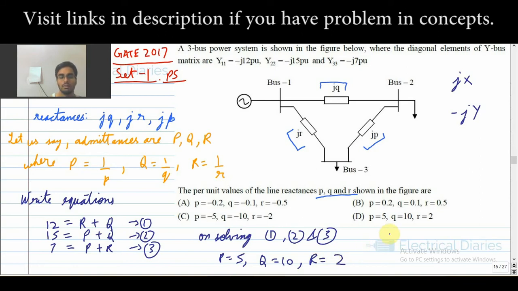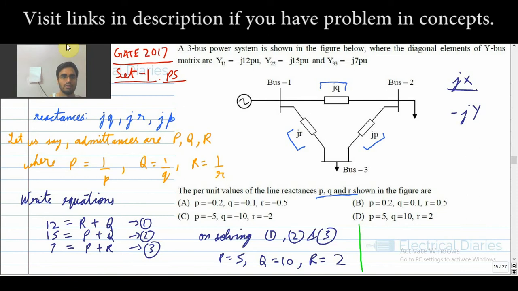Now we have to find these reactances P, Q and R. I have already told you, your reactances will be positive in sign, because reactances are always positive, and when you write the admittance, the negative sign already comes. In these Y-bus matrix cases, only this thing has to be clear. If you are having confusion, then you can visit the links in the description. So P is equal to 5, Q is equal to 10, R is equal to 2.